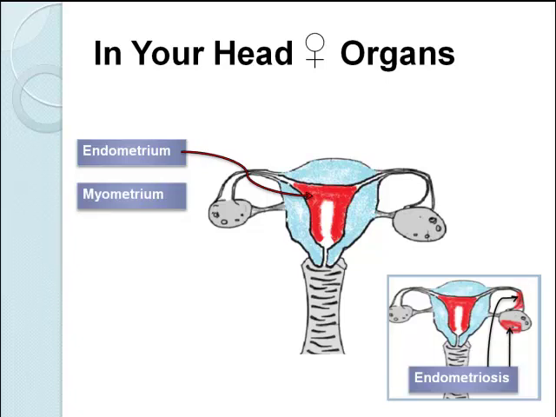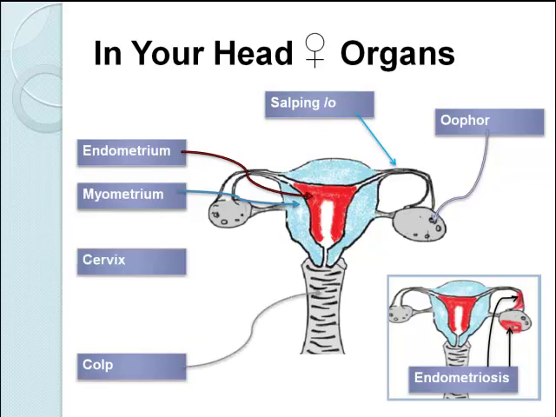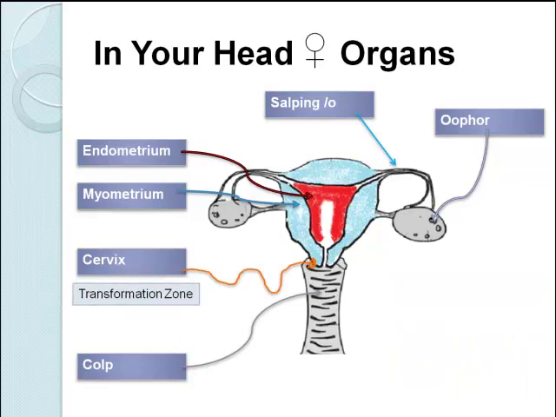Our next term, myometrium. That relates to the muscle layer of the uterus. Myo is muscle. Oophor is your ovaries. Salpingo, fallopian tubes. Colp is the vagina. Cervix, the neck of the womb, and the transformation zone is the area where they try and collect the cells when doing a cervical smear.